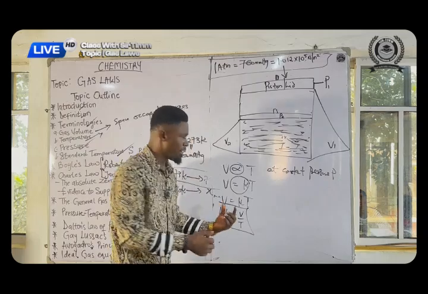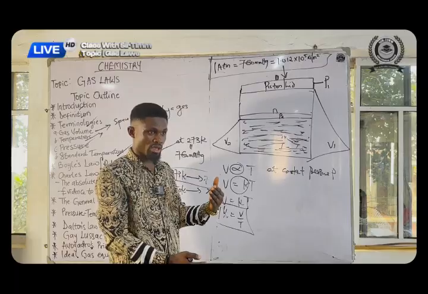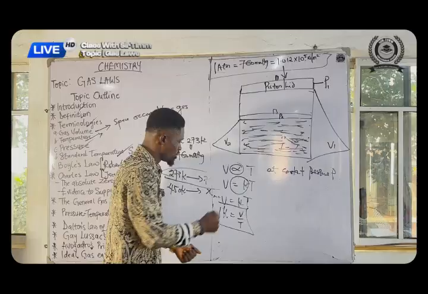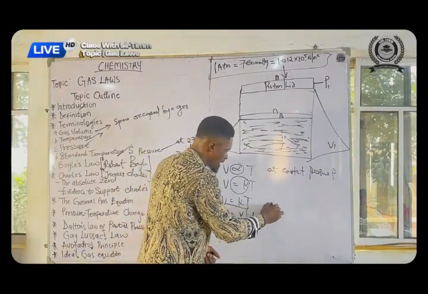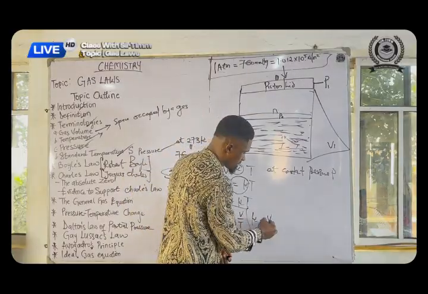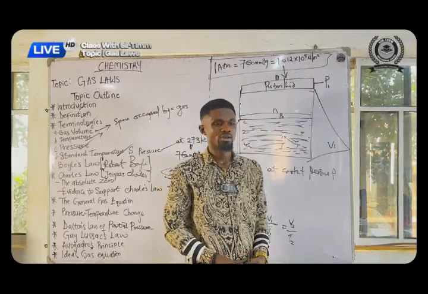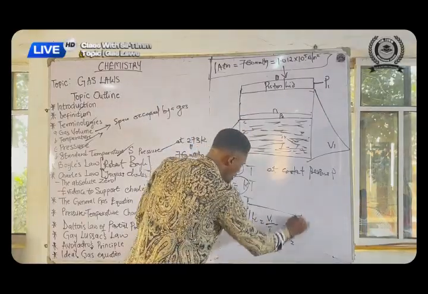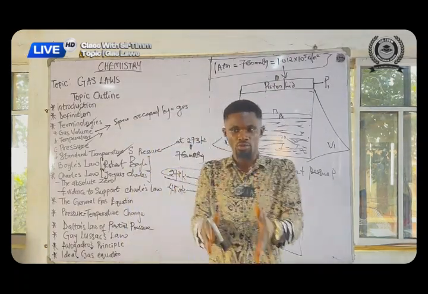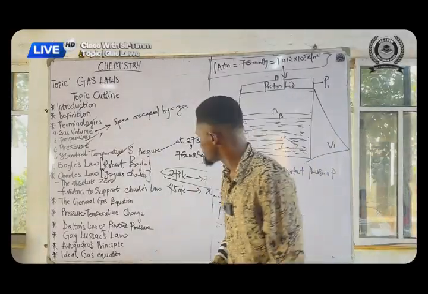when the temperature of the gas is increased or decreased. So if this is a constant, it means that if V1 at T1 is given about a gas, automatically it must be equal to V2 over T2. Are you with me? So this is the formula we are going to be using for solving questions under Charles' law, or the relationship between the volume and the temperature of gas at constant pressure.